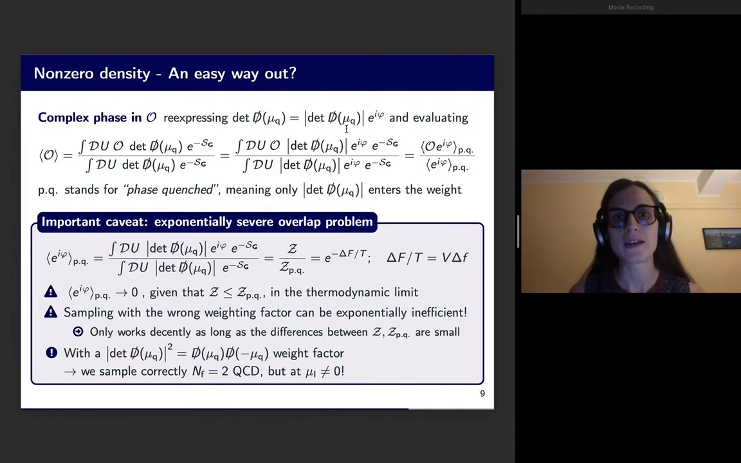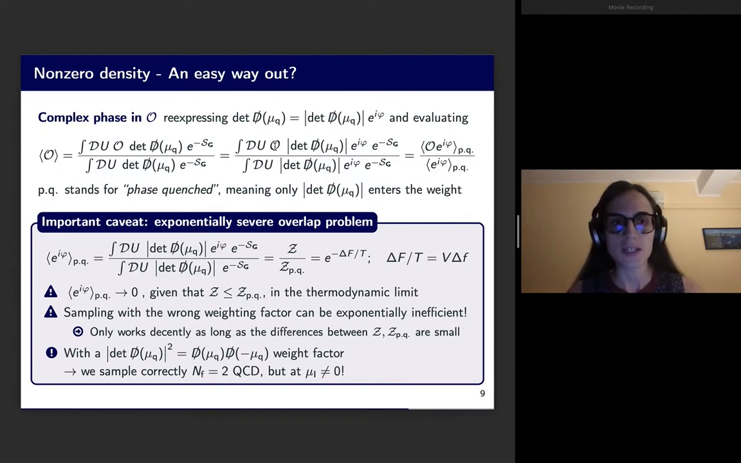And then one can basically include only the modulus in the Boltzmann weight and let the phase in the observable part. Then what we would be measuring is the ratio of evaluations over the phase quenched ensemble, which is the ensemble in which you have only used the modulus of the determinant as a weight, of two different observables. At the numerator, the original observable times the phase, and at the denominator, you still have to divide by the expectation value for the phase.